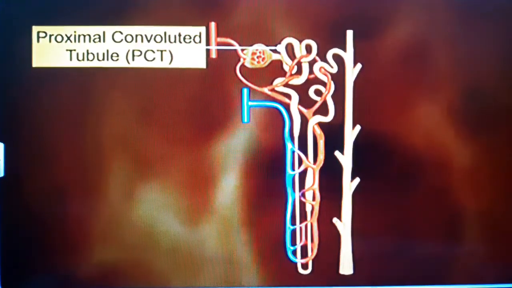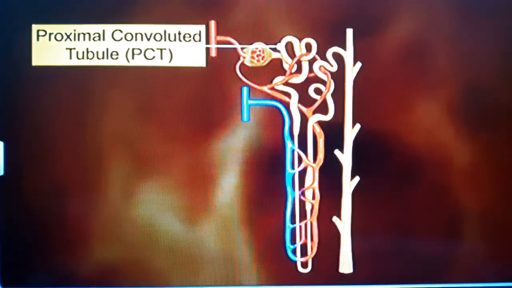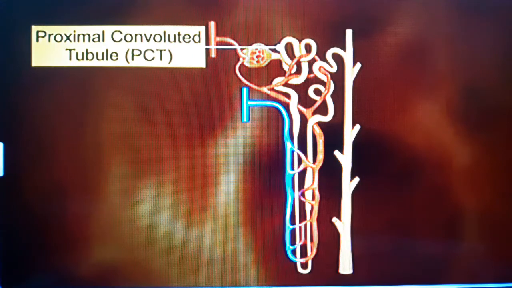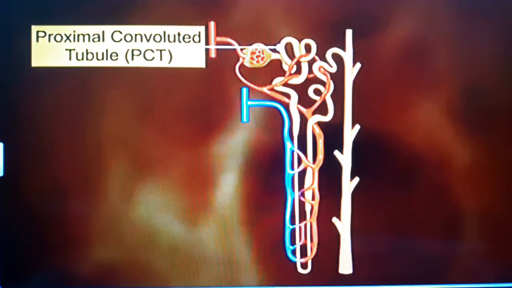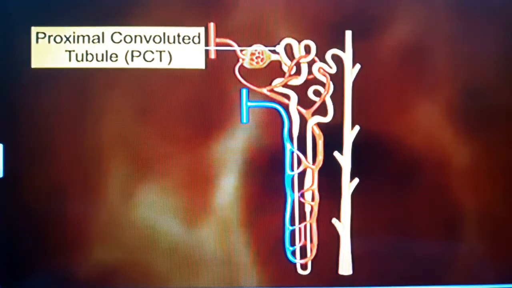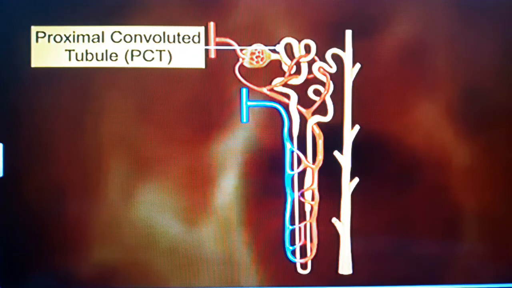So, the second part of the nephron is the proximal convoluted tubule, PCT. It is a coiled tubule that leads from the renal corpuscle, twisted around itself, and present in the cortex region. It is lined with cuboidal ciliated epithelium. The cells have numerous microvilli to increase the surface area. Mitochondria are concentrated near the basal surface.